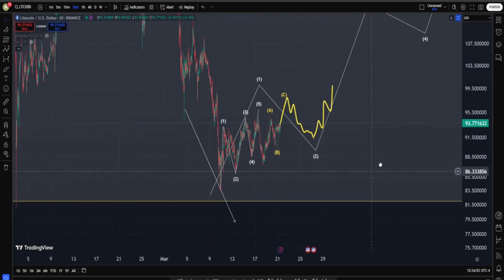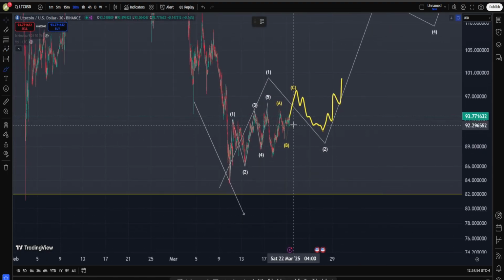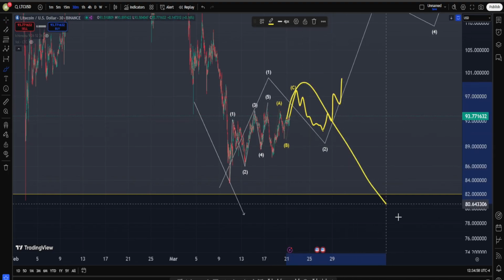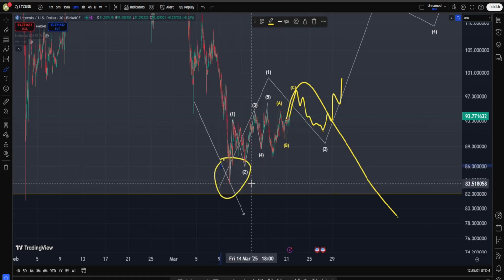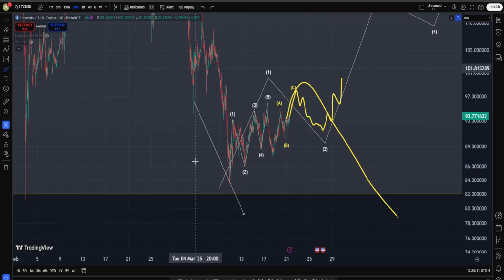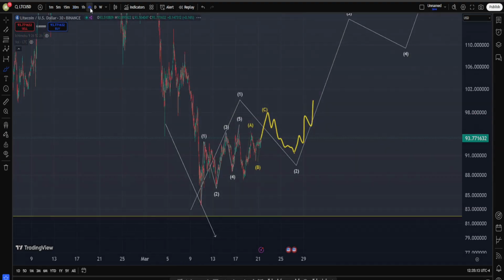Now, can we have another scenario? Absolutely. In Litecoin, we can also consider the possibility of having one more move down in order to take the lowest low down here, about 83.5 cents, but even in that scenario, I don't really expect Litecoin to go a whole lot lower than this point. Why is it? Let's go on H4 time frame.